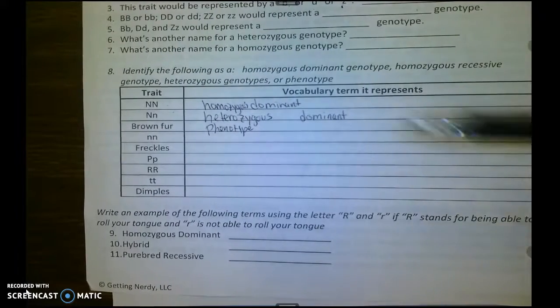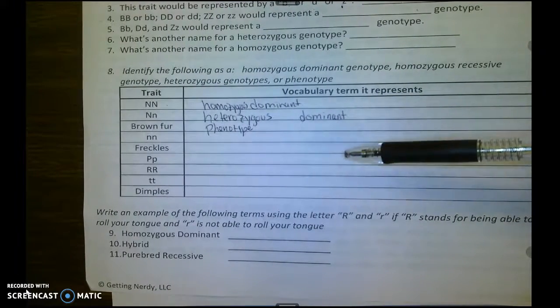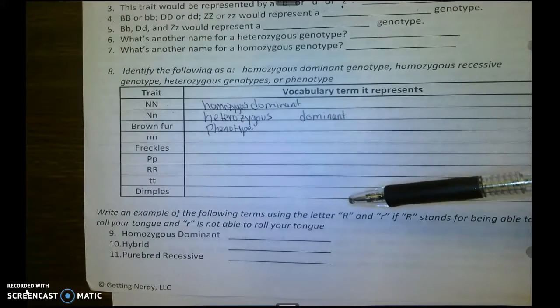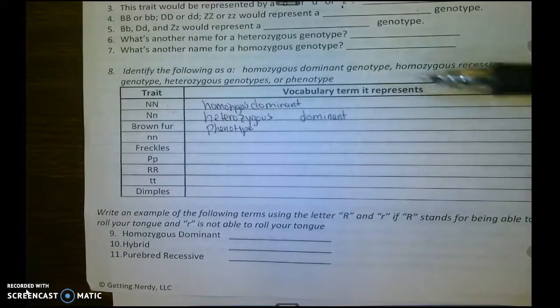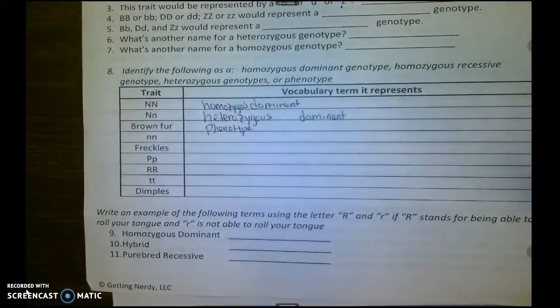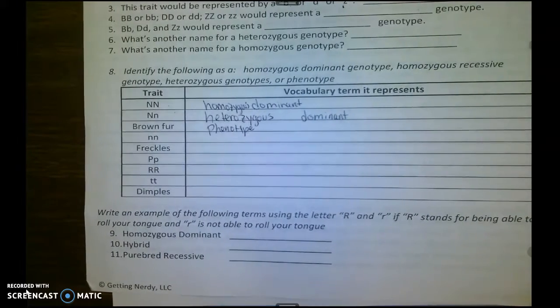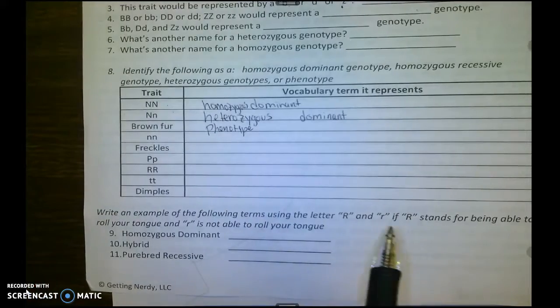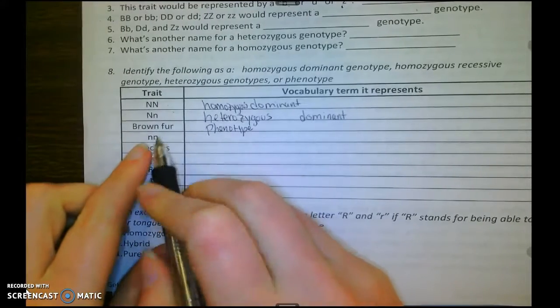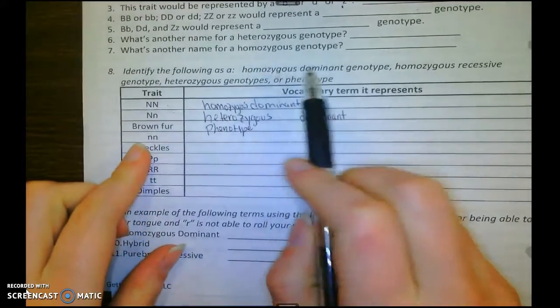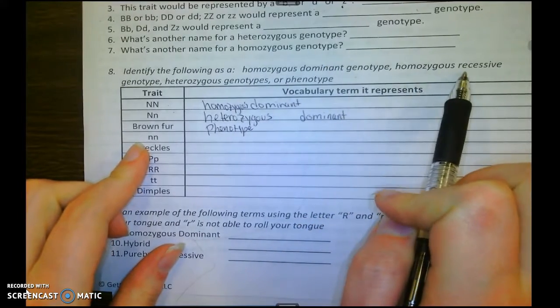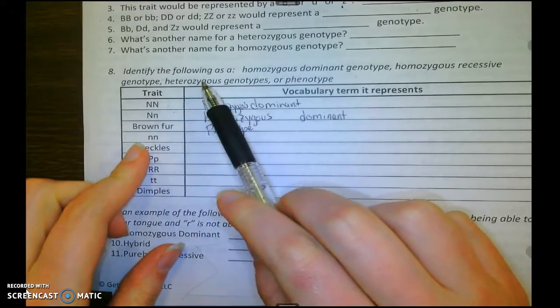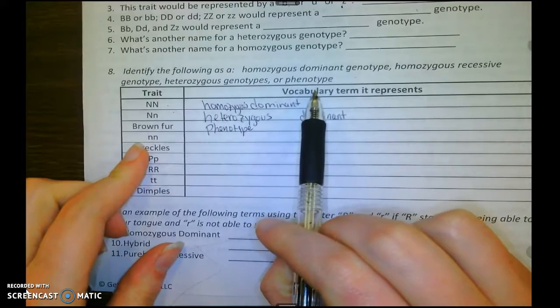So when I left off last time, I told you that I wanted you to complete the rest of this chart. Just so that you have it, because really this can be difficult and we're about to do some practice. So I want to make sure that you have these down. I want you to make sure that you have what I have here. So we've been talking about homozygous dominant genotypes, homozygous recessive genotypes, heterozygous genotypes, or phenotypes.